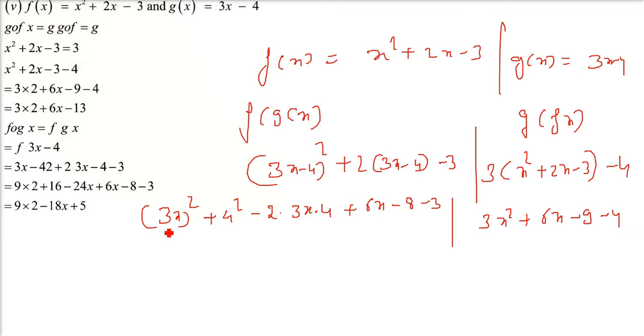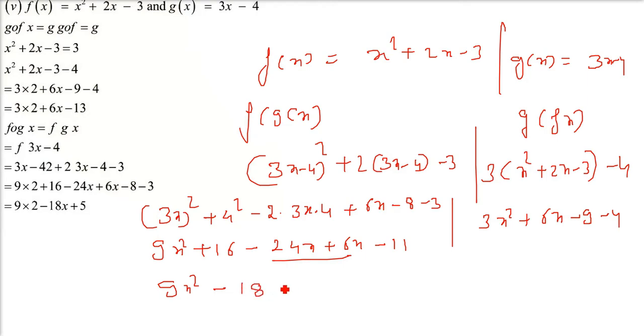So 3x square is 9x square. This is 16, minus 24x plus 6x, minus 8 and minus 3, that is going to be minus 11. So you have 9x square, minus 24 and 6, that is going to be negative 18x. And 16 minus 11 is plus 5. So this is what you get: 9x square minus 18x plus 5. Here you get 3x square plus 6x, and minus 9 minus 4 is going to be negative 13.